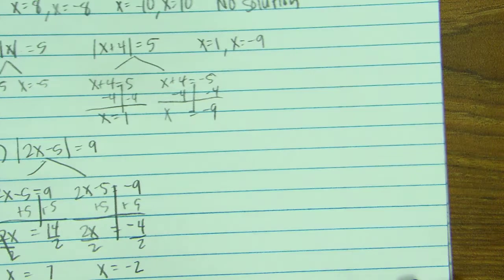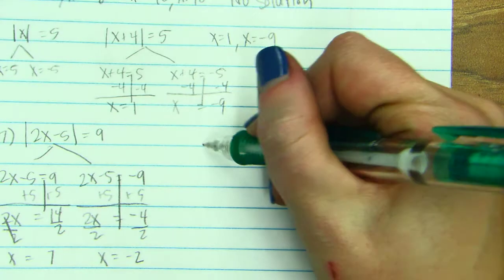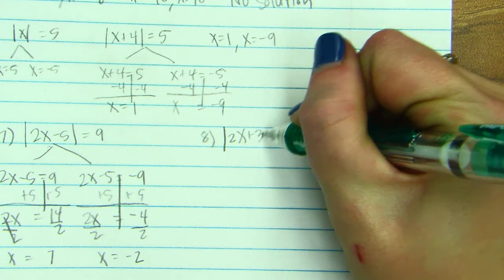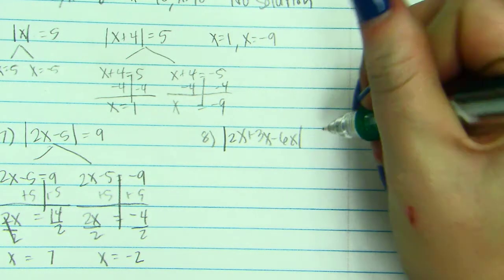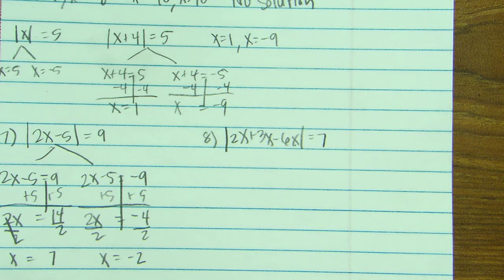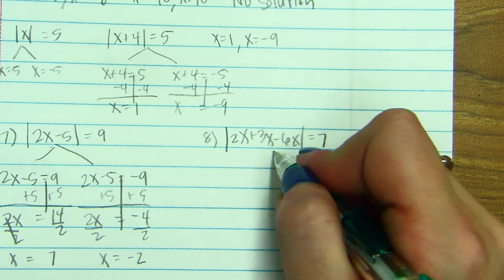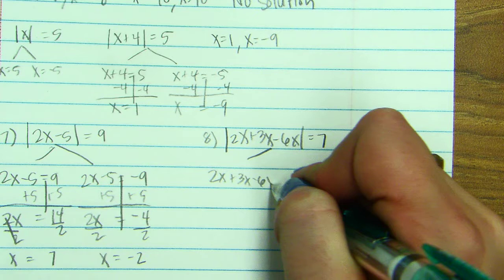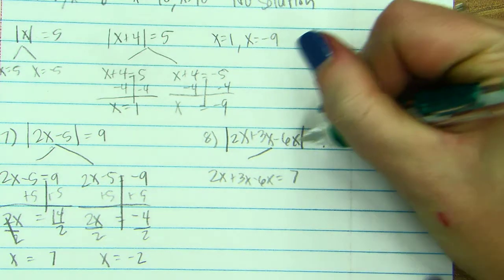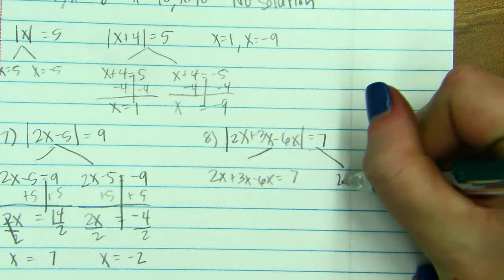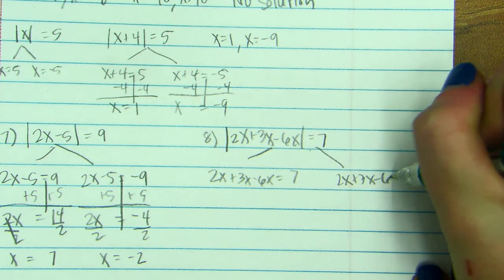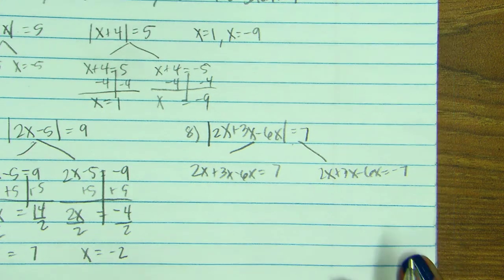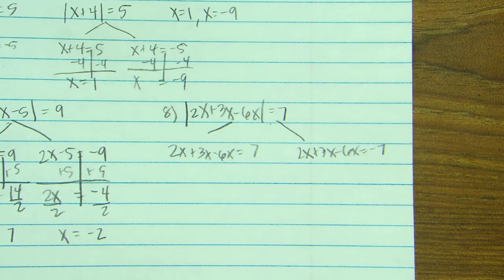For example 8, let's do the absolute value of 2x plus 3x minus 6x equals 7. So the first thing I need to do is set up my two equations. Either everything inside equals 7, or my other equation would be everything inside the absolute value signs equals -7. All I know is that it's 7 units away from 0, so it equals one of those two things. Make sure you can see all of this.